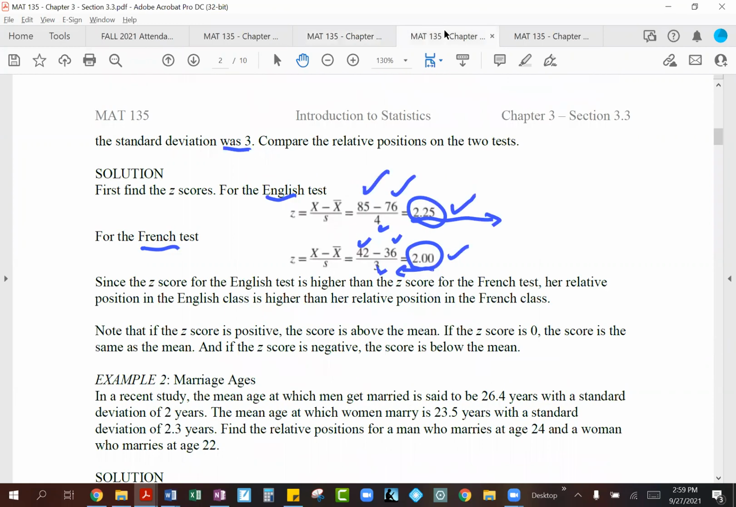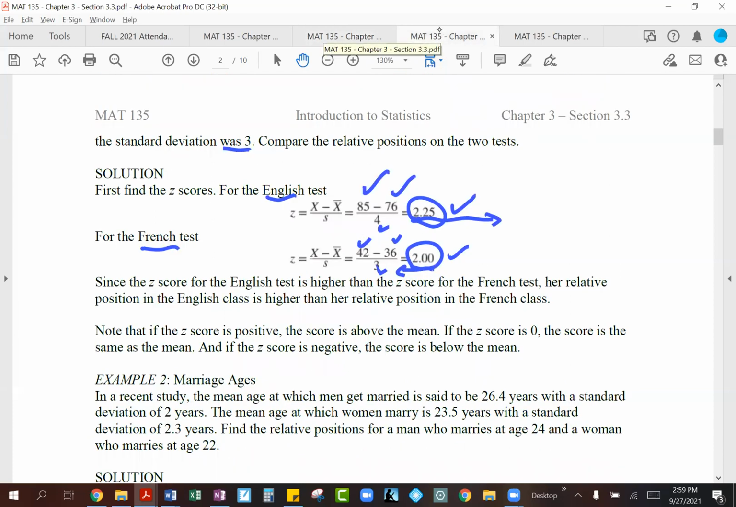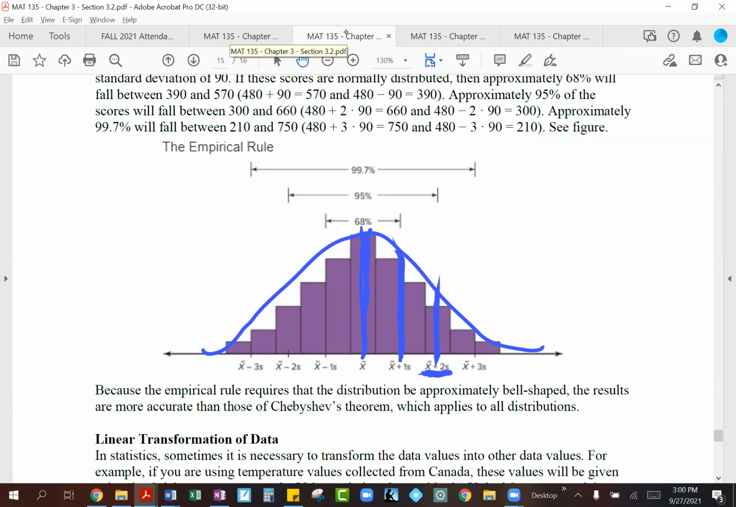So on her French exam where she has a z-score of 2.0, that actually means she is 2 standard deviations above the mean. So that's where her score falls, 2 standard deviations away from the mean. But on her English test, she got a 2.25. So that means she is slightly higher than 2 standard deviations from her mean. So this is telling you that she is at 2.25, so 2.25 standard deviations away from the mean, because your z-score is a measure of position. So it's just telling you, with respect to the mean, how many standard deviations above or below the mean you are going to be.